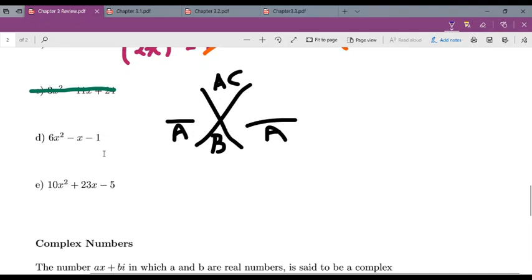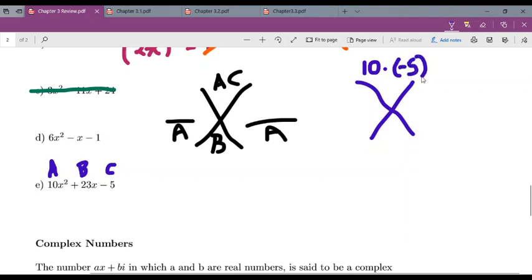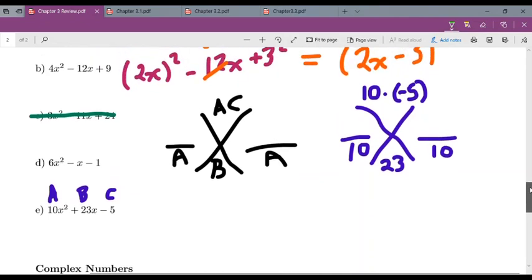Now, we already did D, so I'm going to do it with E. In this one, whatever's in front of your x squared is your A, whatever's in front of your x is your B, and your constant is your C. So if we did the X method with this one, A times C would be 10 times negative 5. Your B here is 23, and your A here is 10. So we have the X method started out nicely. Now I'm going to change colors, to contrast so you can follow me. 10 times negative 5 is going to be negative 50.